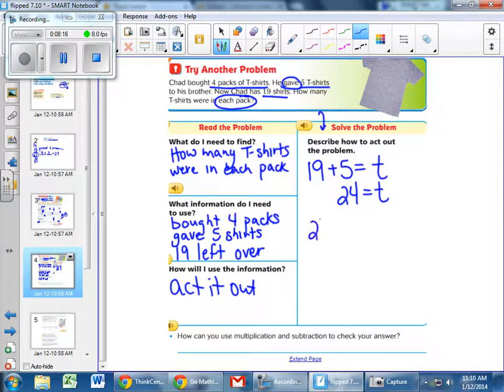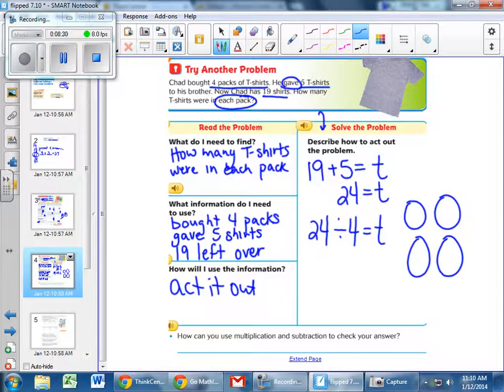So we have our total number of shirts divided by 4 packs is going to give us our total this time. So we need to make 4 groups. And we're acting it out, so we are drawing it, even if you already know the related math fact. Okay, I think I have it all counted out.